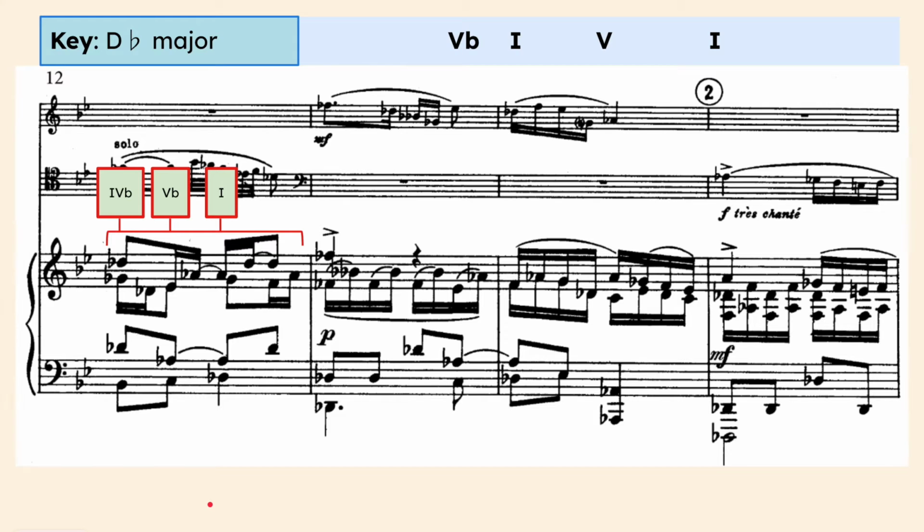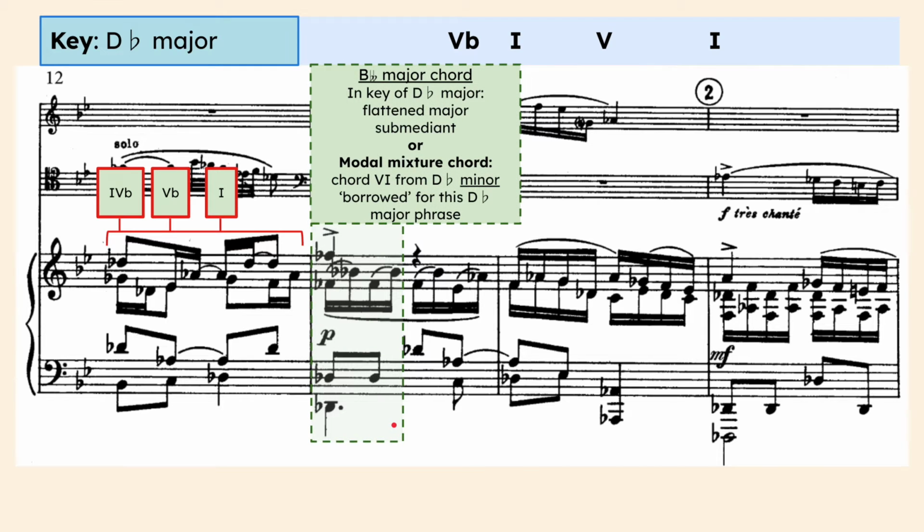and 1. Bar 13 features another modal mixture chord, borrowing notes and chords from the parallel key, in exactly the same way as bar 3, but this time in the key of D flat major. So we see B double flats in the right hand, which are not present in D flat major, but they are there in D flat minor. This means that this chord is a B double flat major, the submediant chord 6 of D flat minor, so we borrowed that chord from that parallel D flat minor key.